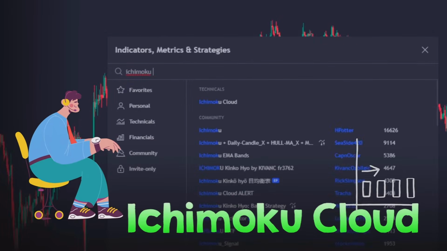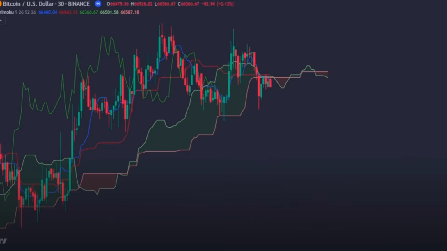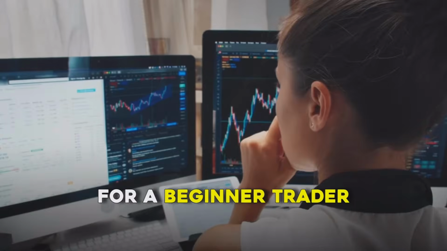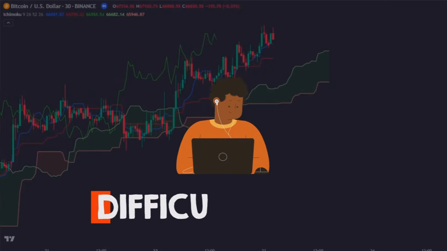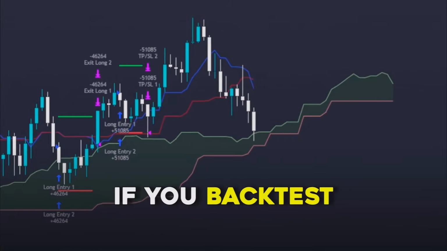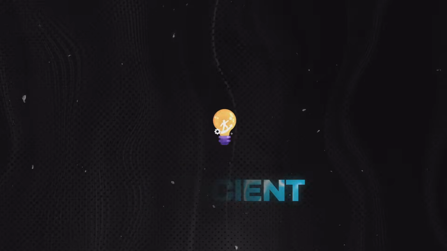The Ichimoku cloud is a popular trading indicator used to identify market trends, support and resistance levels, and potential reversals. However, for a beginner trader, this indicator may be very confusing and as such difficult to use. And if you backtest it in a large sample size and different assets, you will notice that probably it is not as efficient as you might think.